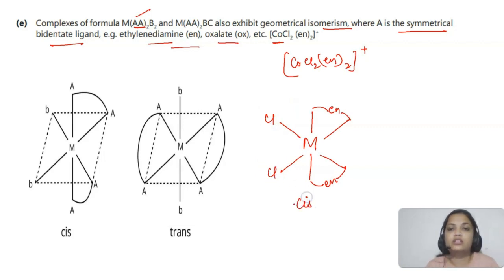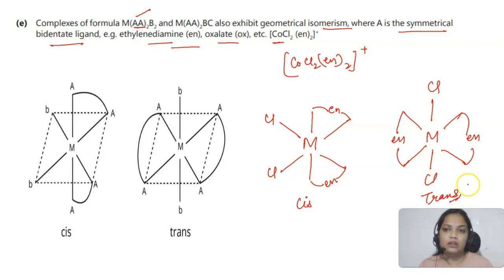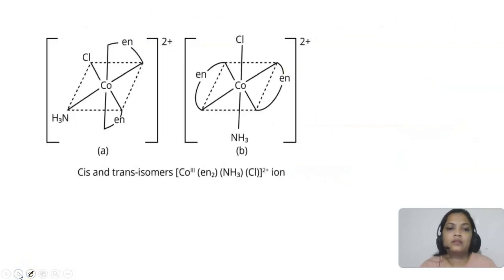So this is your cis form. And what will the trans form be? When these groups are opposite like this. Now how will they be opposite? Here you will have ethylene diamine groups and chlorine, and you can see they are trans to each other. So this is the trans isomer. You can draw these examples side by side. So this is how we can draw the isomers. And you can see another one also.